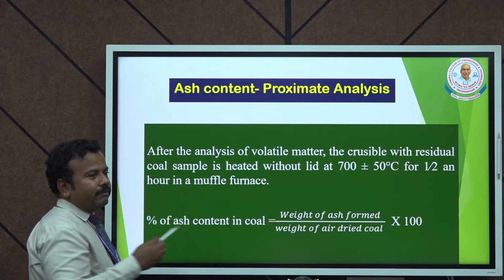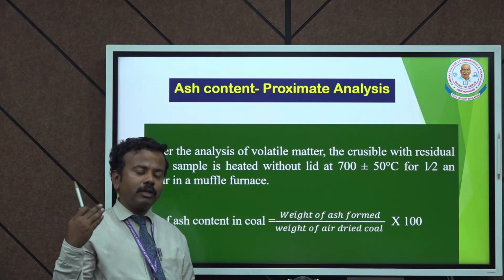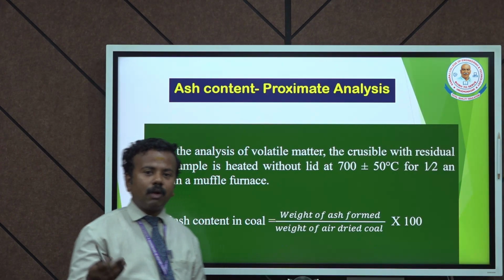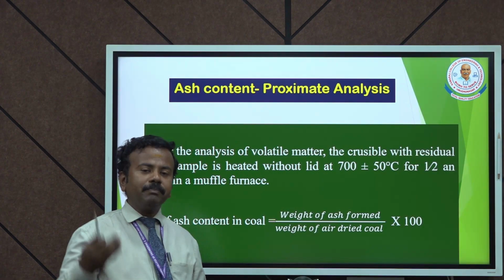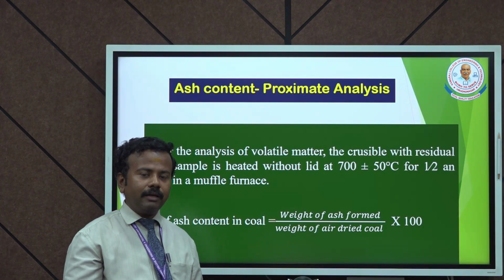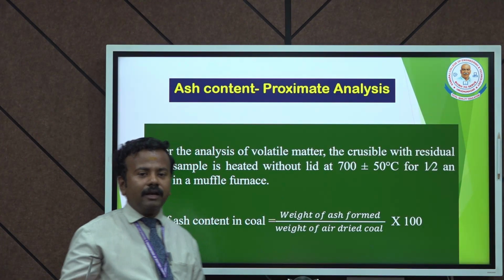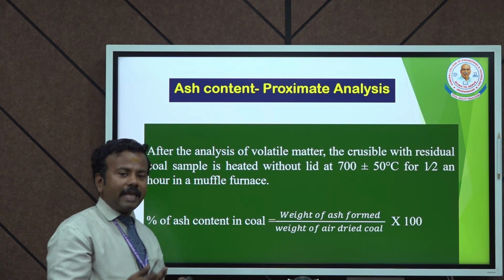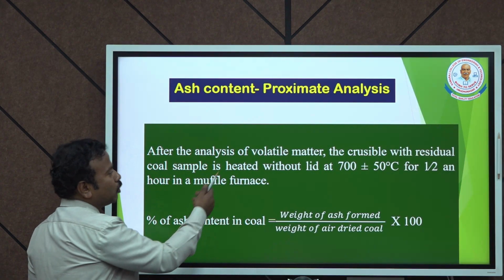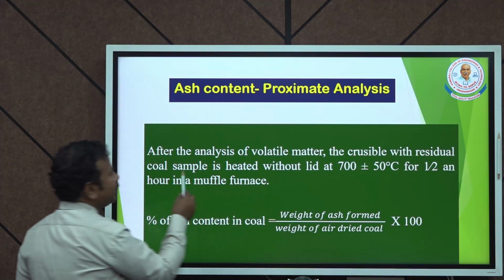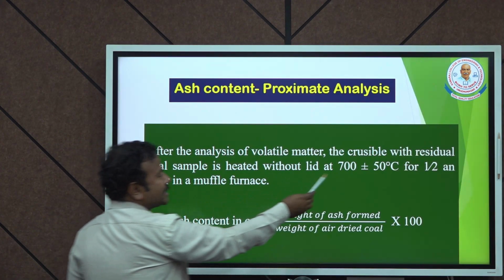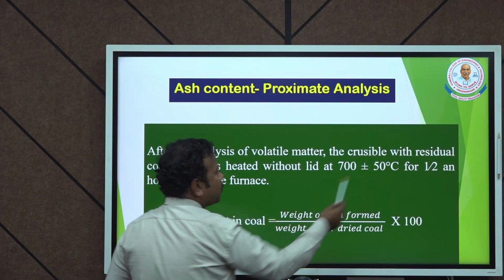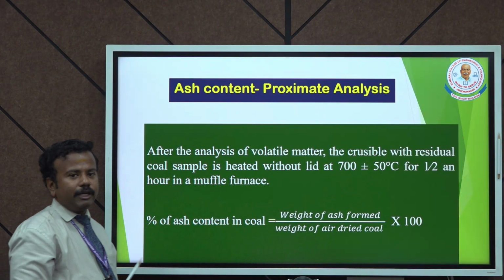Let us remember the procedure of the proximate analysis. The proximate analysis is a quantitative analysis. We find out the moisture content, volatile matter content, ash content and fixed carbon content. After the analysis of moisture content and volatile matter, the same coal sample is taken in a crucible. That crucible is heated without lid at 700 plus or minus 50 degrees Celsius for half an hour in a muffle furnace.